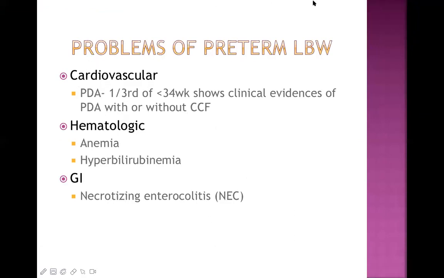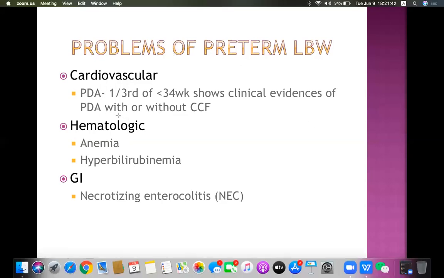Regarding the cardiovascular problem, let me explain with some underlining. PDA, patent ductus arteriosus, can happen in this preterm baby. One third of babies who are born before 34 weeks show clinical evidence of PDA with or without congestive cardiac failure. So patent ductus arteriosus is one of the very important problems in a premature baby.